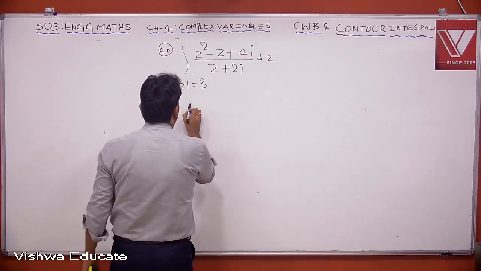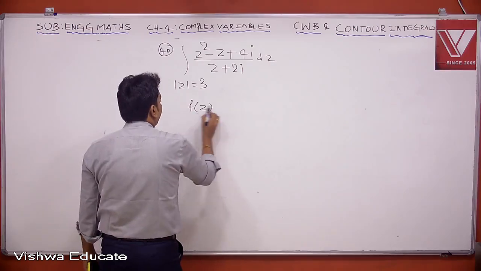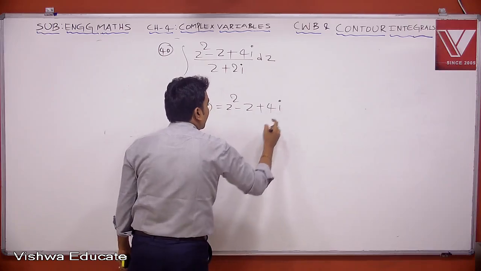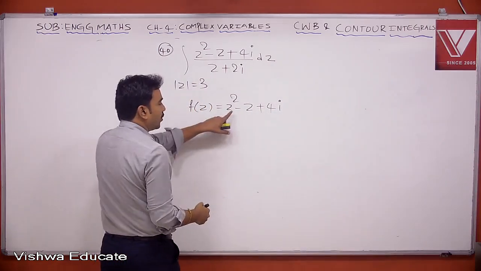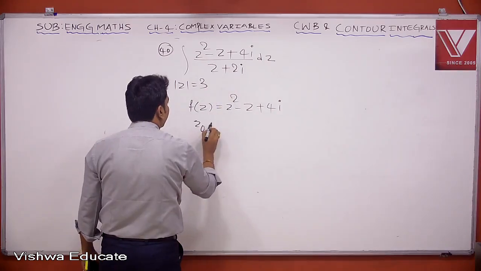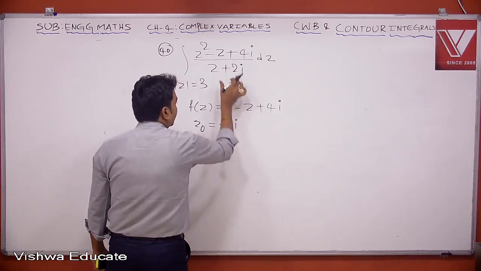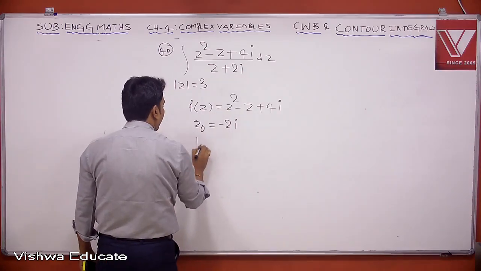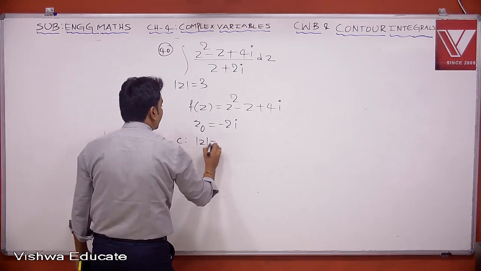Now here f of z is the numerator function. This is z square minus z plus 4i. This is a polynomial expression, so there are no issues about its analytic properties. Now here z naught is minus 2i, because this is in the form z minus of minus 2i, so z naught becomes minus 2i. Contour C is given like this, mod z equal to 3.